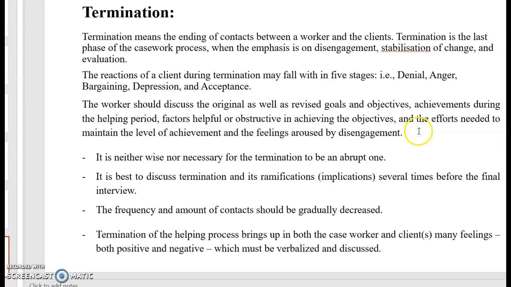And then last is termination. You will end the process, and the client may not be happy, but at last you need to convince the client that this needs to be ended. With that note, I will conclude here.